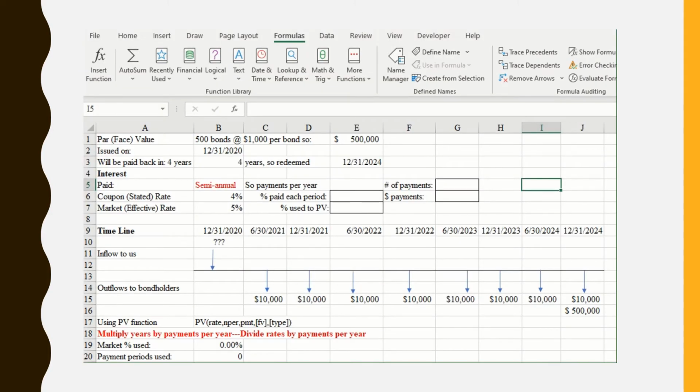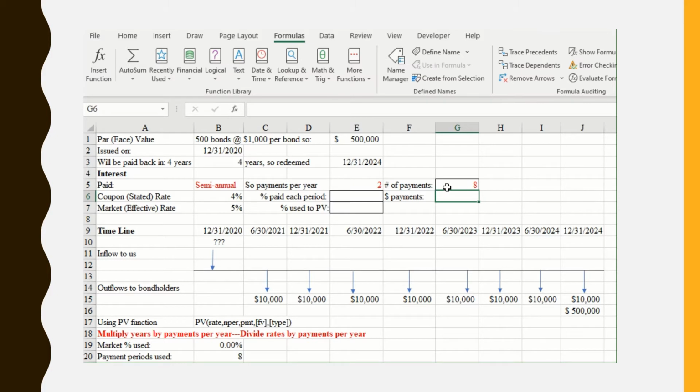We're going to use the same example I did in the other PowerPoints where we have $500,000 worth of bonds that mature in 4 years. The only thing we're changing is now there's semi-annual interest rather than annual interest. If we have semi-annual, that means we make 2 payments per year. So the number of payments, you probably could do in your head, but it's the number of years times the payments per year. So 8. We're going to make 8 payments instead of 4 payments because it's semi-annual.